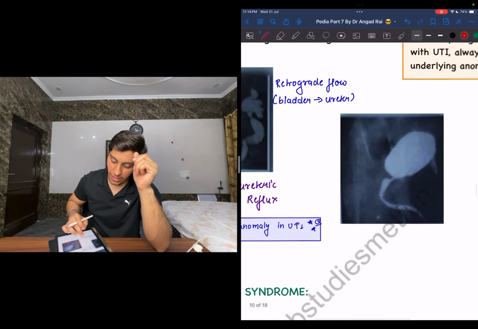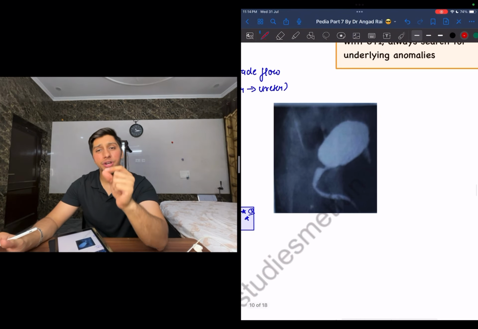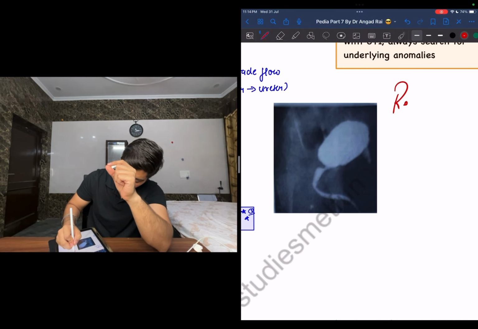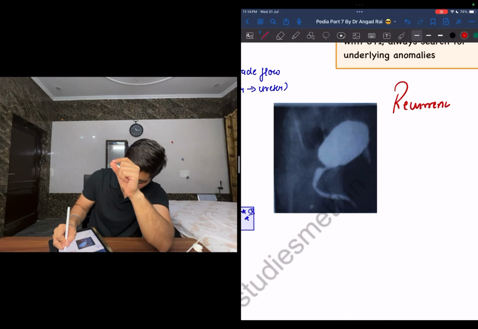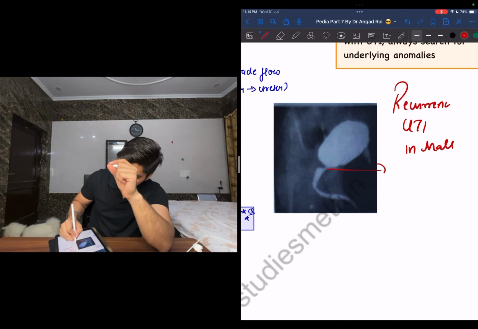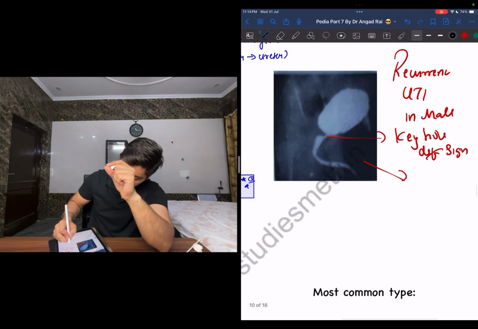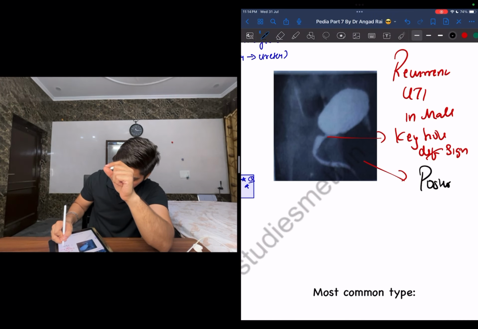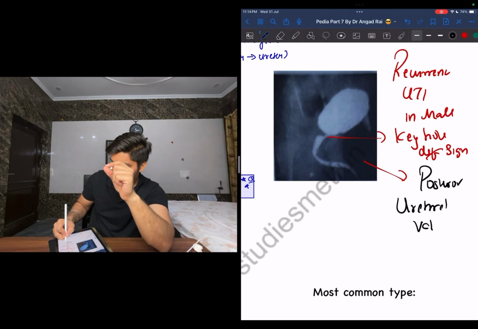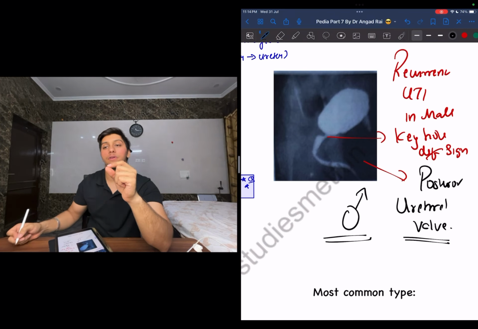Okay. If the same question, recurrent urinary tract infections in a male, and then you see this keyhole deformity, keyhole sign, then your diagnosis is going to be posterior urethral valve, seen in males. Okay.